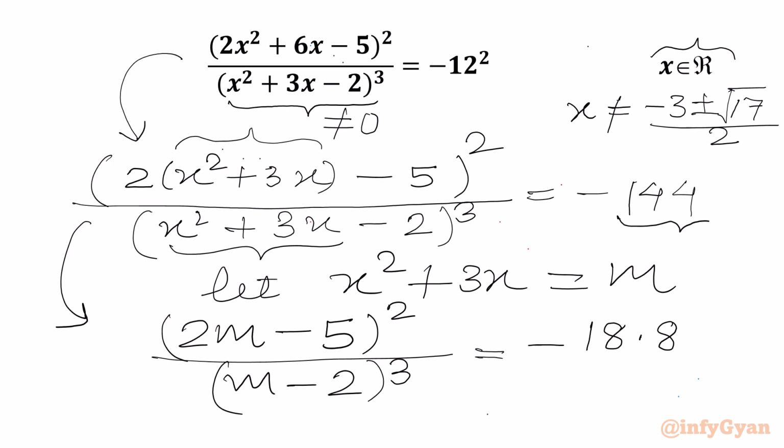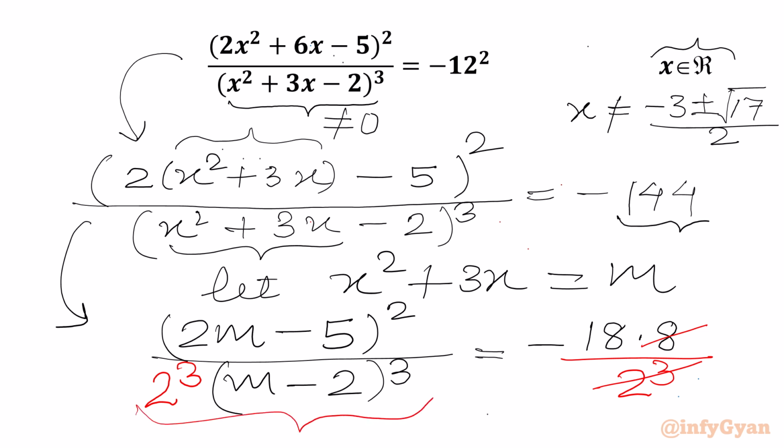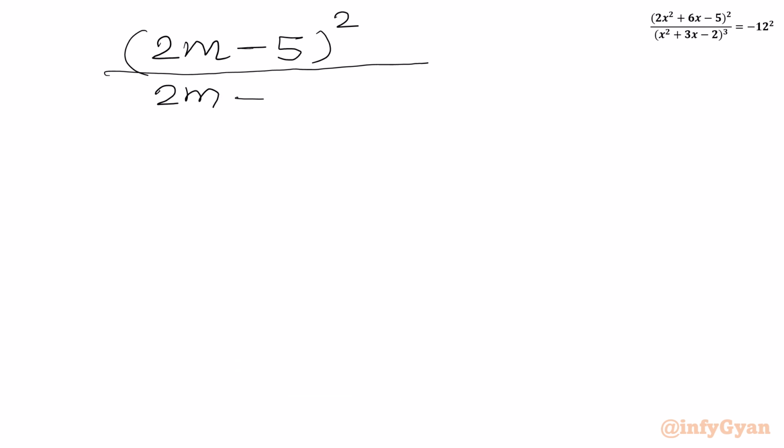Now I will divide both sides by 8. So let's divide. I will write here 2 cube as 8. This is 8, so we can cancel 8 and 8. Now I will club these two multipliers. Altogether we will get 2m minus 5 whole square over 2 times m minus 2, 2 times 2 is 4, whole cube. And right hand side will be minus 18.